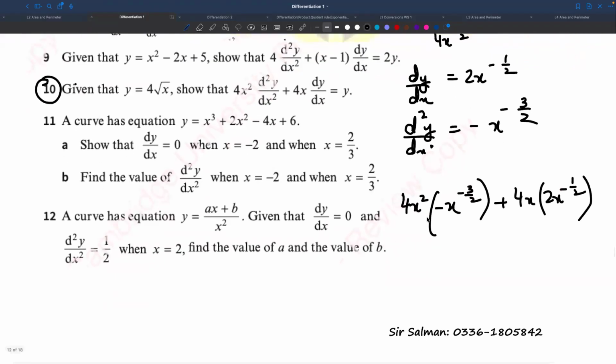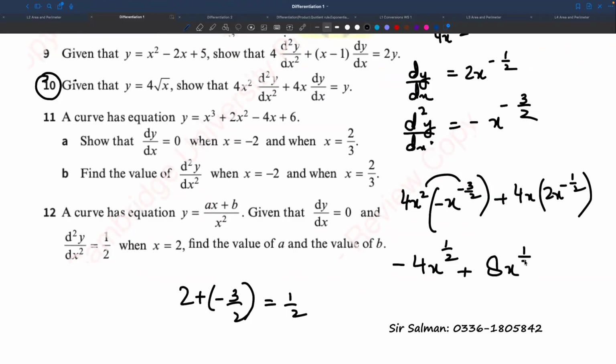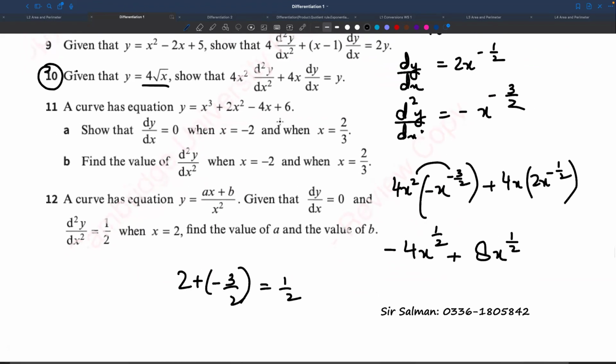Let's simplify. So this will become minus 4 x power 2 plus minus 3 upon 2, which is how much? 2 minus 3 upon 2 is plus half. Okay, so this will become plus half. I added these two powers, right? When they're multiplying, I add the powers. And this will become 4 times 2 is 8, x to the power 1 minus half is half, right? 8x power half. Now it is saying show that it is equals to y. How can I show it equals to y?